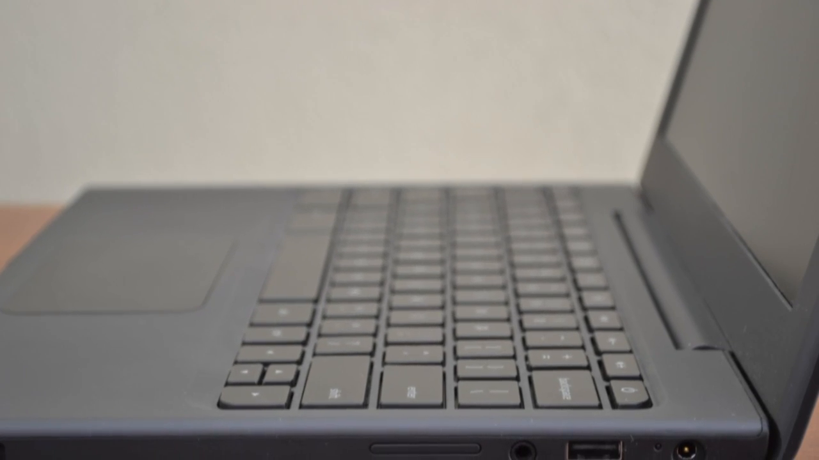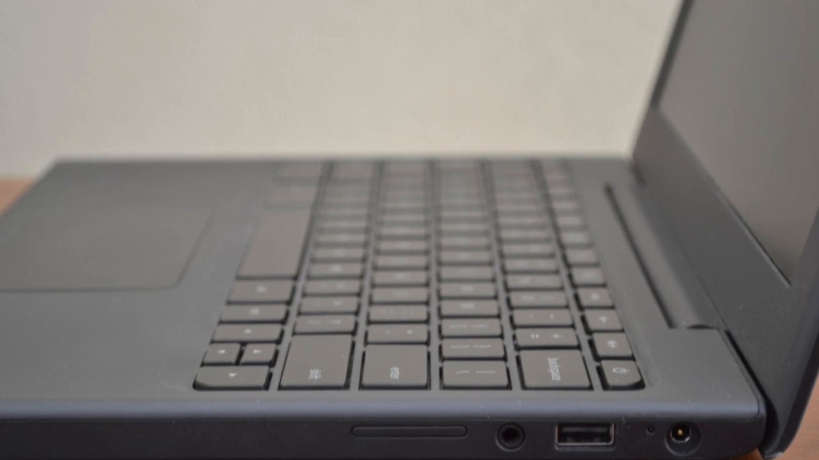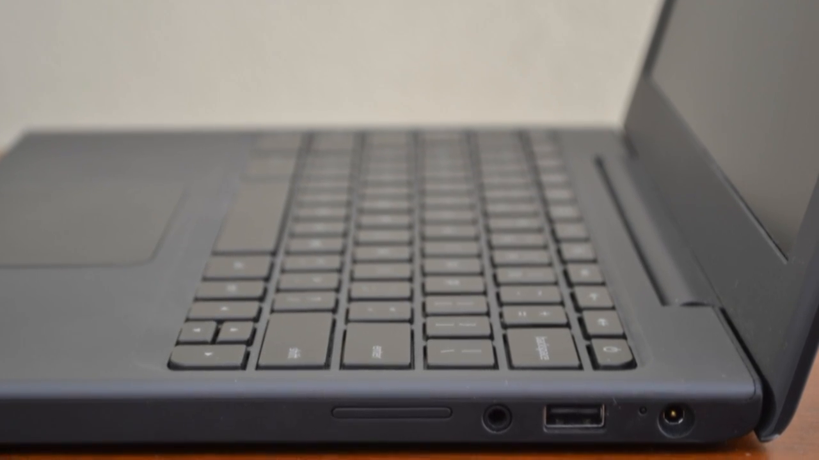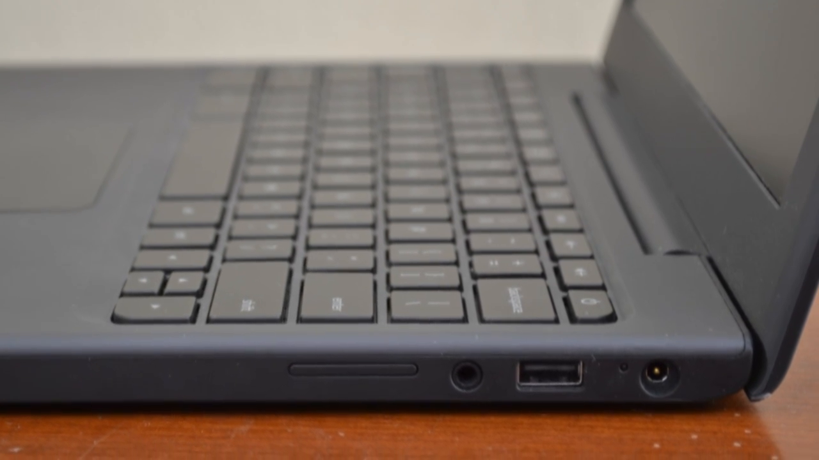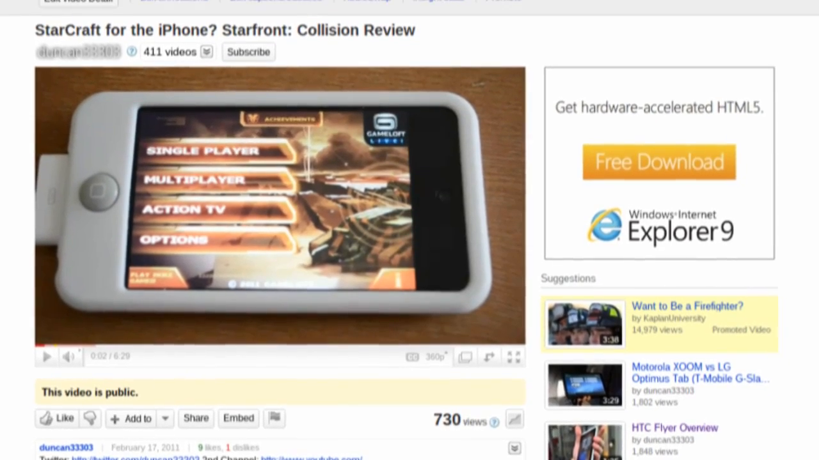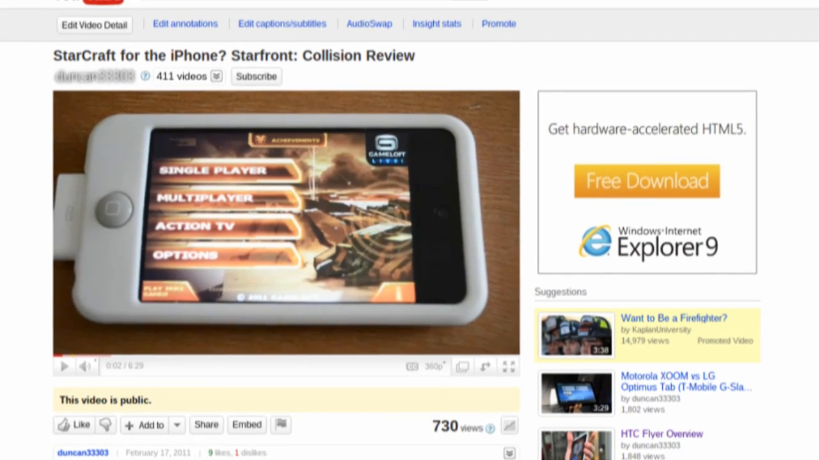With the Cr-48, you'll also find some very nice battery life of around 7 hours in my testing, along with, of course, Wi-Fi and support for 3G, which helps make sure you'll always be able to connect to the internet. Now, let's move on to the most important part of the review, Chrome OS.